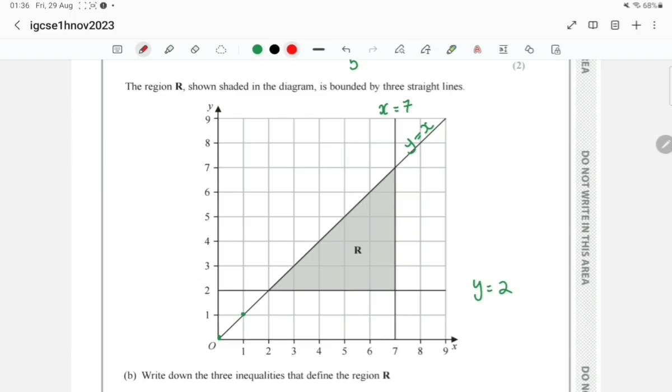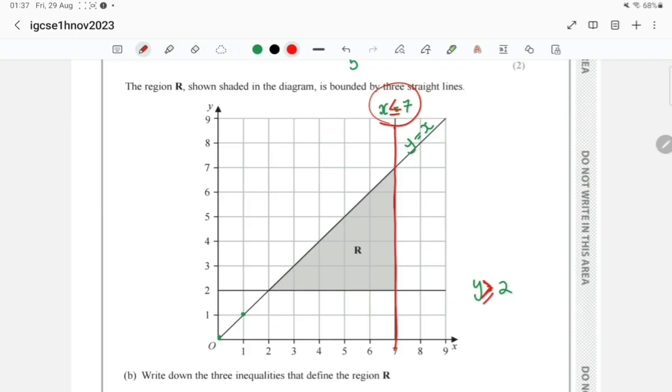Now let's see what is happening in our region. So our region is bounded by these 3 lines. So let's start with my first line, which was y is equal to 2. Since my region is above this line, my inequality would be greater or equal to. Now for the vertical line x equal to 7, since my region is to the left, it would be less. If it was to the right, it would have been greater than. So here we have less or equal to.